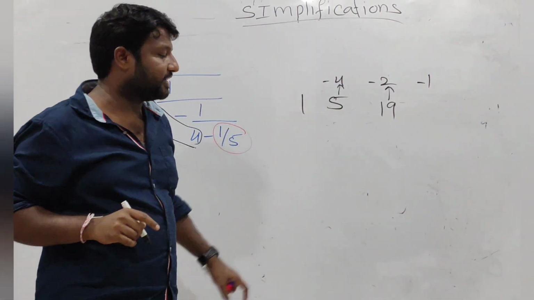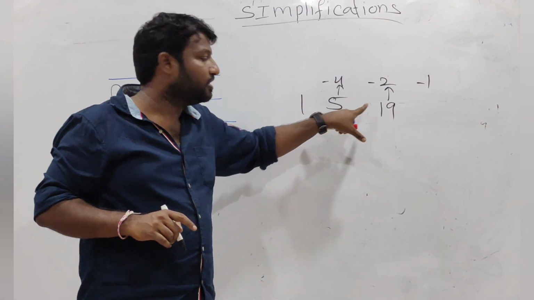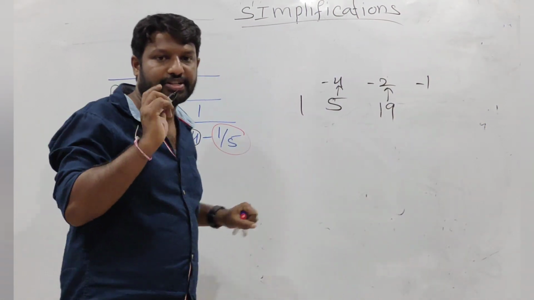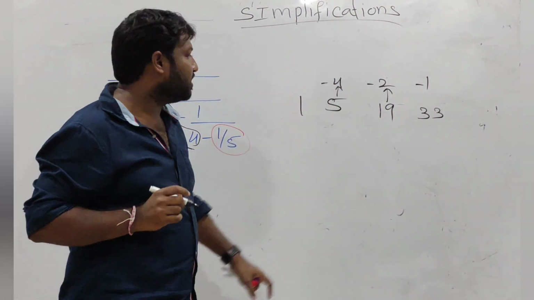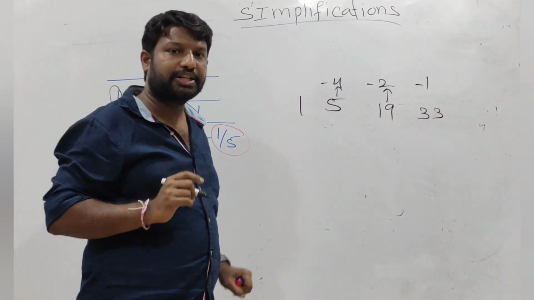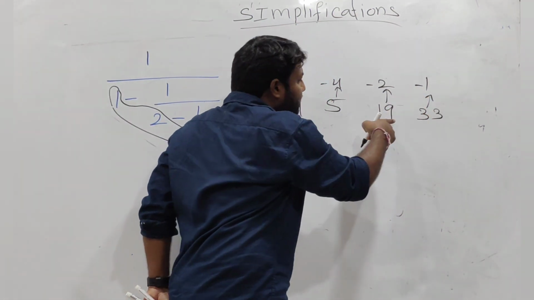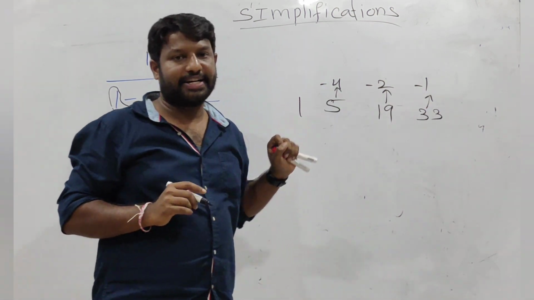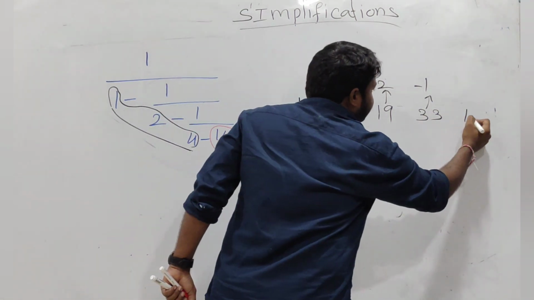19 2s are 38. There minus is there, so you should subtract the previous value. 19 2s are 38 minus 5, which is 33. Right, 33. Next, 33 into 1. 33 1s are 33, and you should subtract. If minus is there, you should subtract. If plus is there, you should add. So 33 minus 19 is 14. Right, 14.